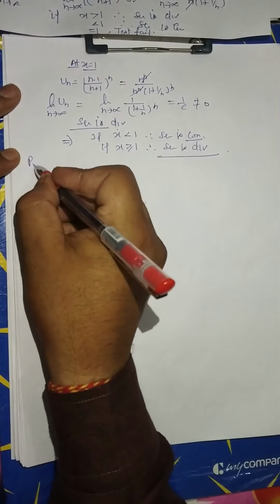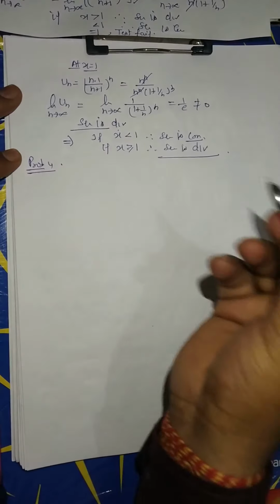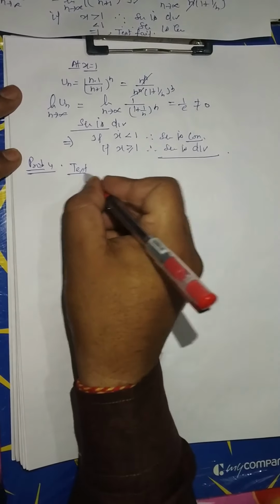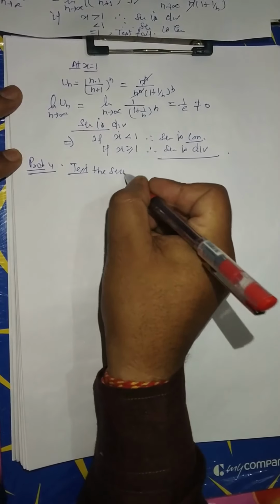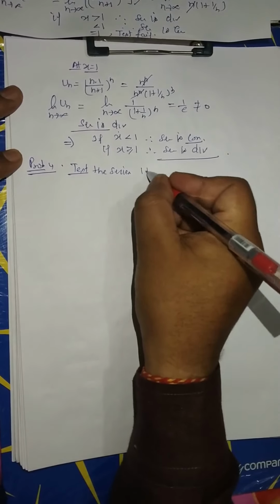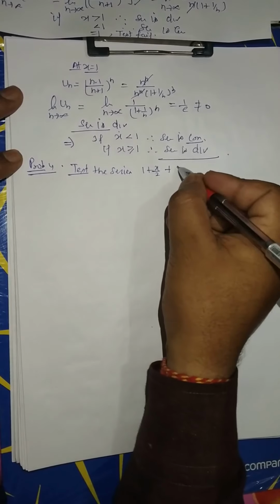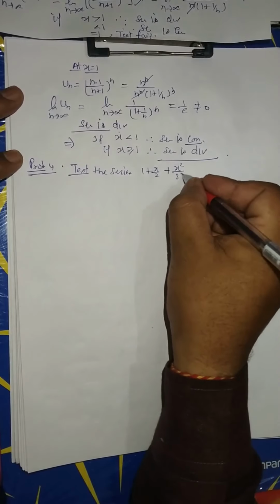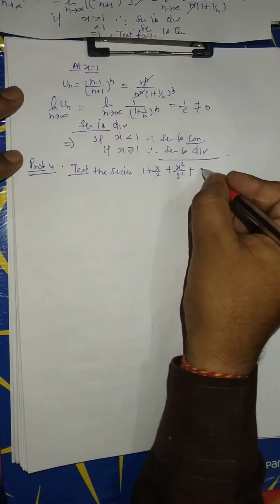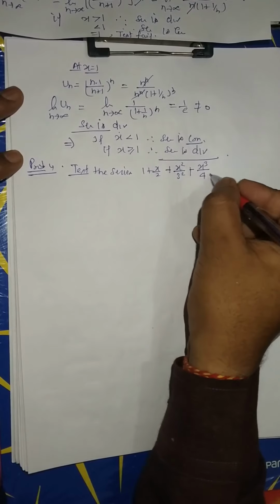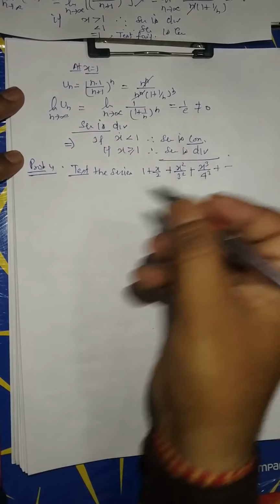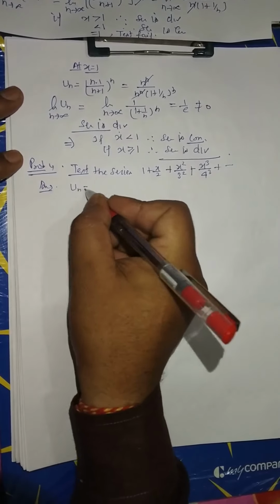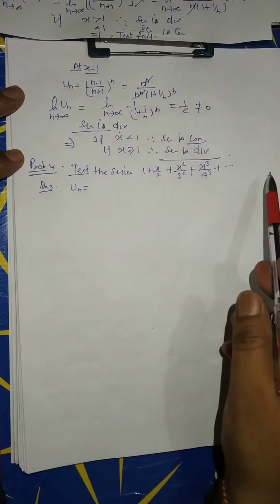Now next, problem number 4. Test the series 1 + x/2 + x^2/3^2 + x^3/4^3 + up to infinity. Answer: we can write un, that is the nth term of the series.